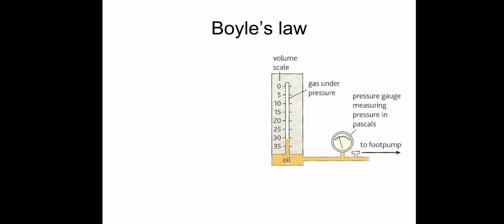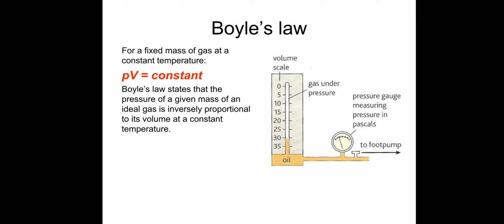Let's move on. So first one, Boyle's law. For a fixed mass of gas at a constant temperature, PV equals a constant. What that means is, Boyle's law states that the pressure of a given mass of an ideal gas is inversely proportional to its volume at constant temperature.